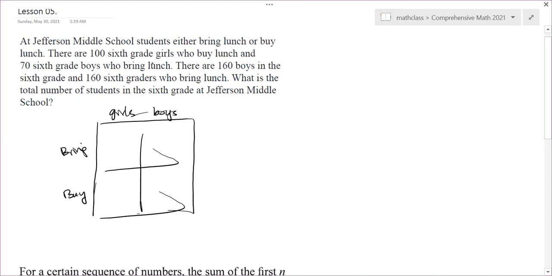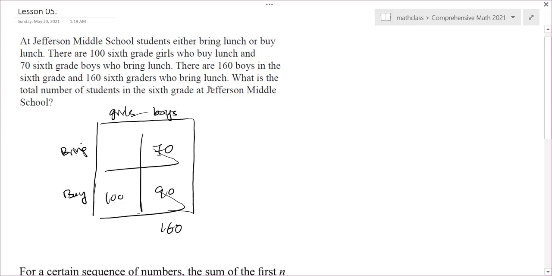So there are 100 sixth grade girls who buy lunch, so you put 100. Then there are 70 boys who bring lunch, so you put 70. And then there are 160 boys in the sixth grade, so actually this would be 90 boys who buy the lunch. Total 160 students who bring the lunch.